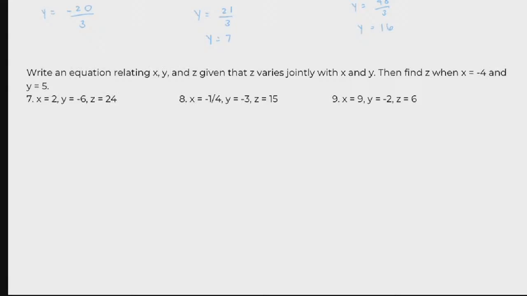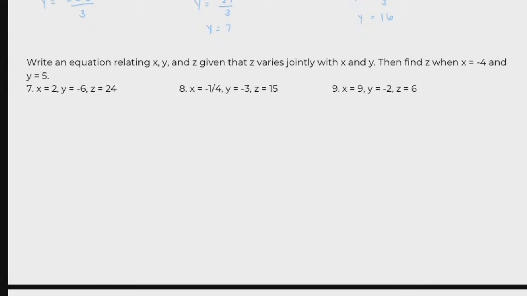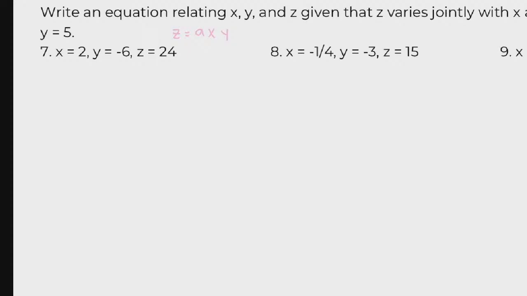Okay, in the next section, we want to write an equation relating x, y, and z, given that z varies jointly with x and y. So we're going to be using the equation z equals a times x times y. Then find z when x equals negative 4 and y equals 5. So first we're going to plug everything into the equation to solve for a. So we have 24 equals a times 2 times negative 6. So that's negative 12 times a. And then to solve for a, we have to divide by negative 12. So a equals negative 2.